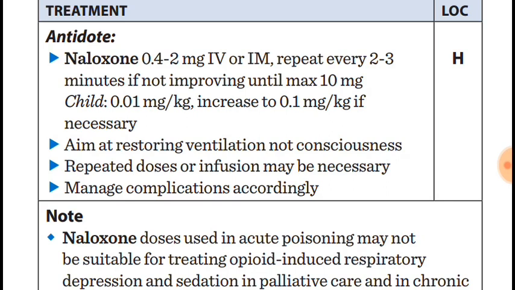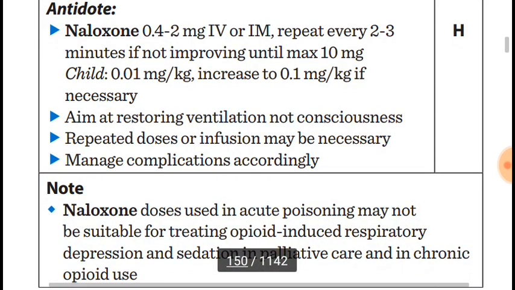Manage complications accordingly. So in case a patient presents with opioid poisoning, maybe there is a respiratory depression, you can give oxygen and others, but note naloxone doses used in acute poisoning may not be suitable for treating opioid-induced respiratory depression and sedation in palliative care and in chronic opioid use.